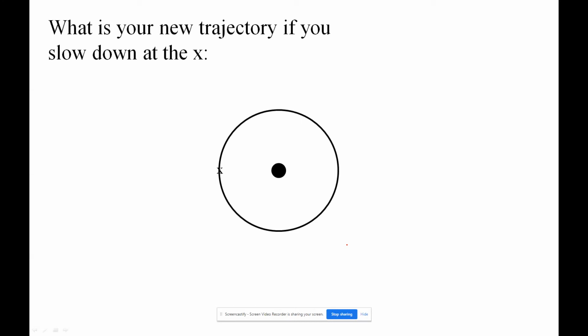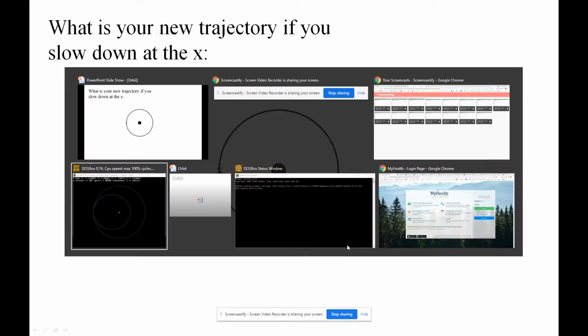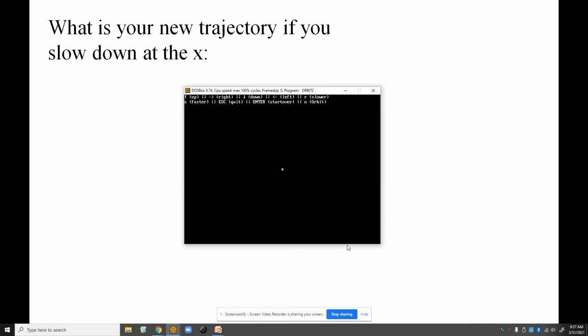All right, so here's the question, right? What is our new trajectory if we slow down at that x? Okay, so we need a circular orbit and we're going to slow down on the left side. So let's find that. Let's go here, put it in orbit. Let's let it make a full circle, okay?